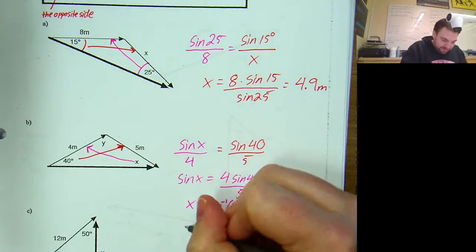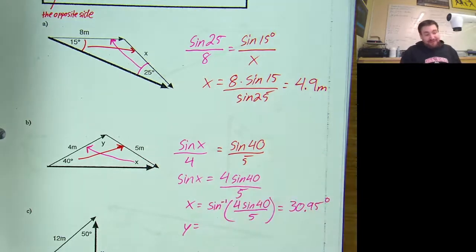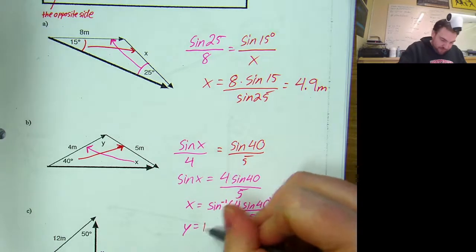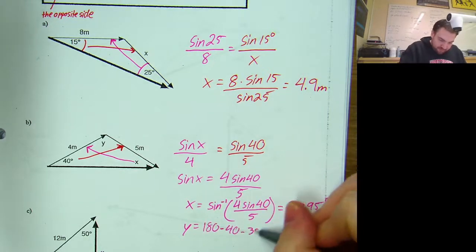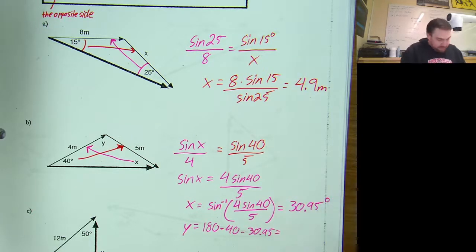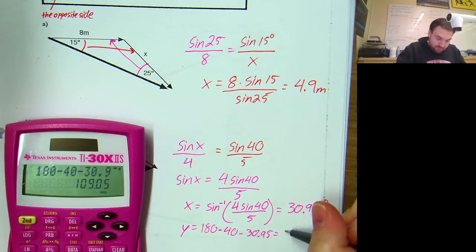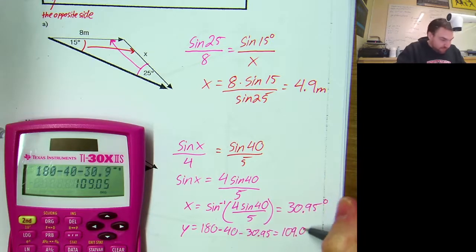And then the last step here to find y, we know that the angles in a triangle add up to 180. So this guy is going to be 180 minus 40 minus 30.95. That's going to give us 109.05 degrees. We're done.